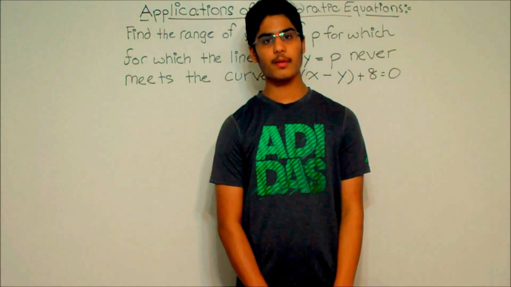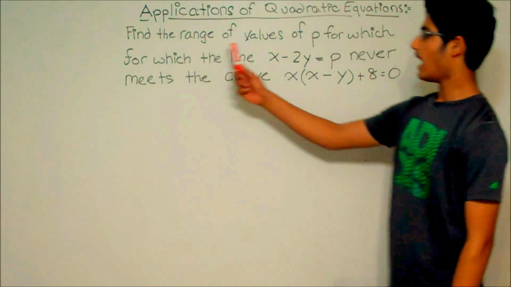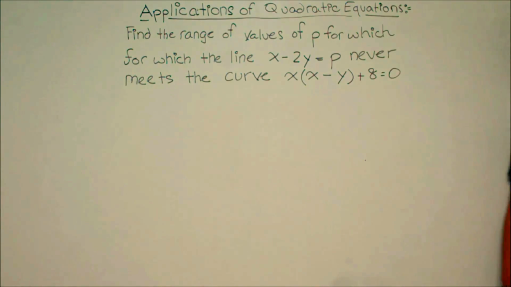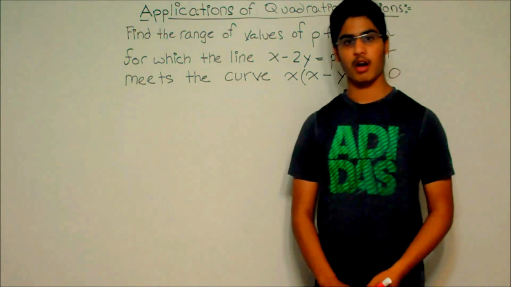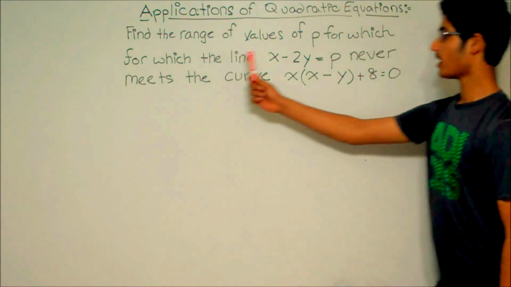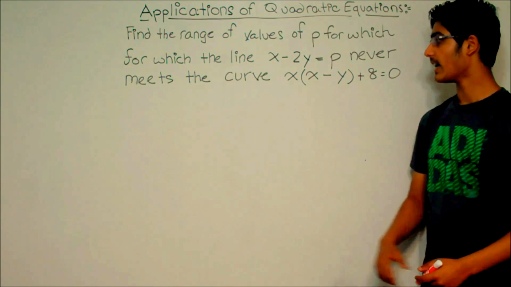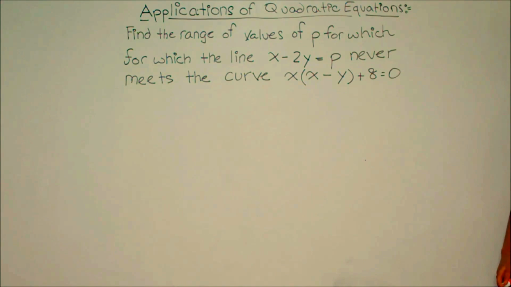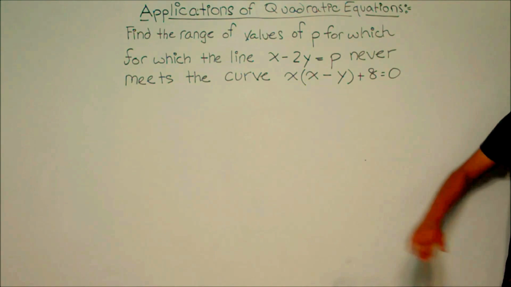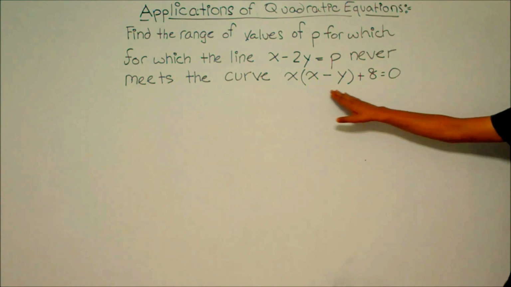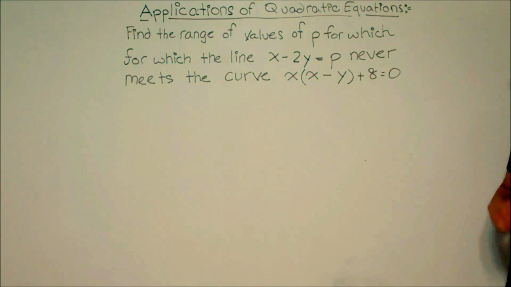Hi! Today we're going to learn about applications of quadratic equations. Let's say we have a problem like this. Find the range of values for p for which the line x minus 2y equals p never meets the curve x times (x minus y) plus 8 equals 0.